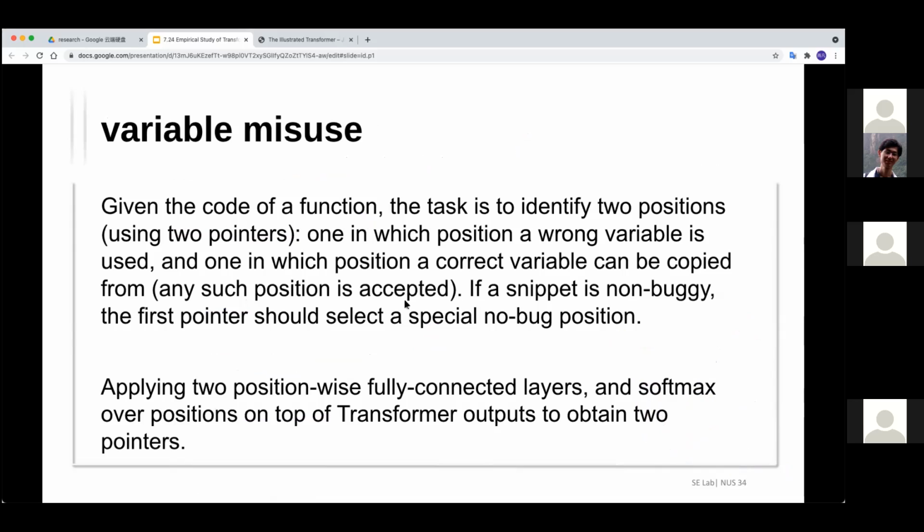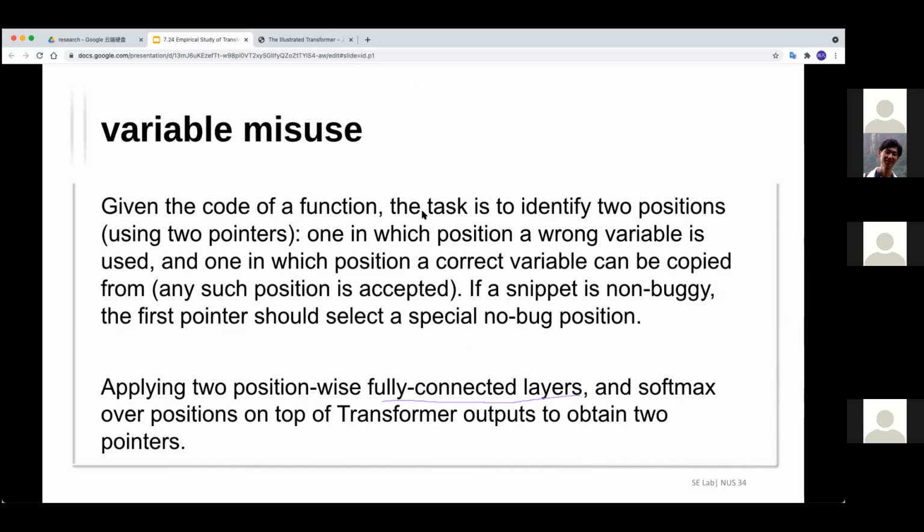The first task we have talked about before. It's variable misuse. Given the code of a function, the task is to identify 2 positions with 2 pointers. One shows that a wrong variable is used, and the other shows a correct variable that can be copied. If it is non-buggy, the first pointer should select a special non-bug position. So in this task, it just applies 2 position-wise fully connected layers after the transformers to get the 2 pointers.